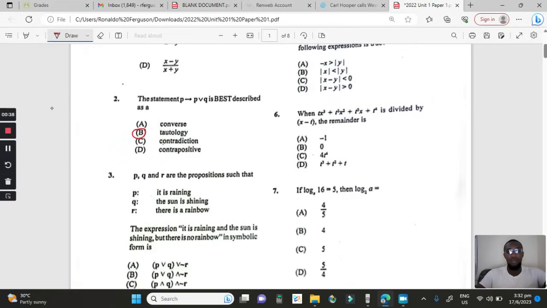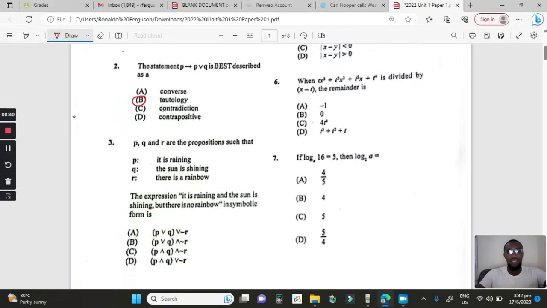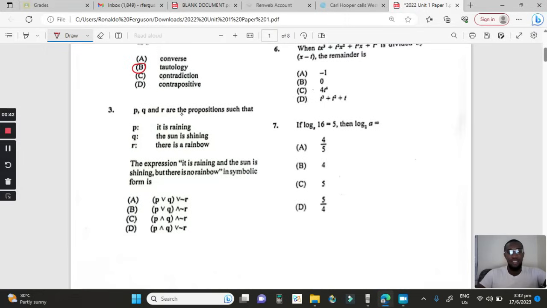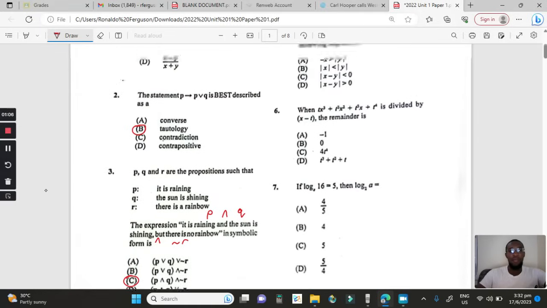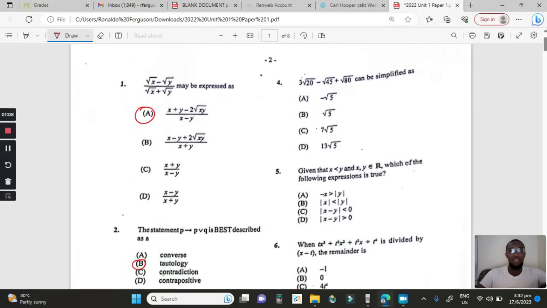Number two, that's a repeat. That statement is a tautology. This one also repeat from the 2020 paper. Check the 2020 paper. See here on the channel, go check it out. Just to check if they don't make any change to the question. It is raining P and the sun is shining Q, and it's supposed to be not R and not R, but there is no rain. Yeah, so they didn't change it. So again, that is C. Alright, so those are three repeat questions.